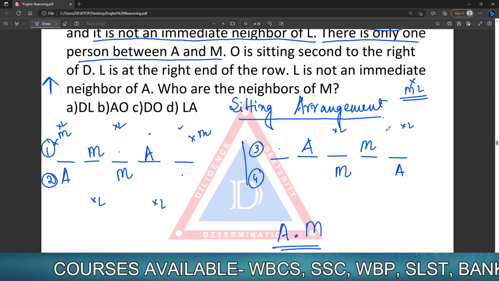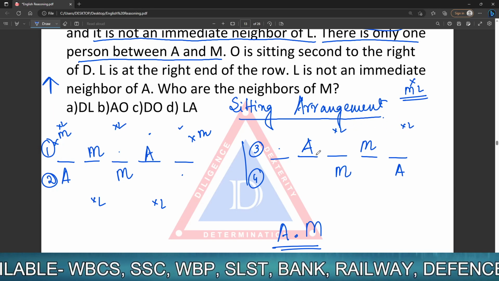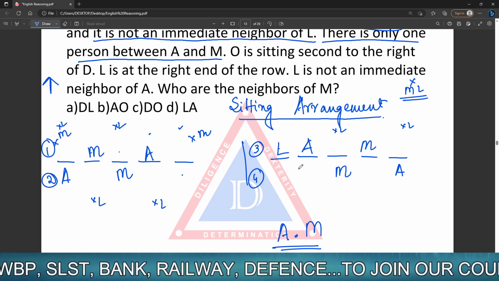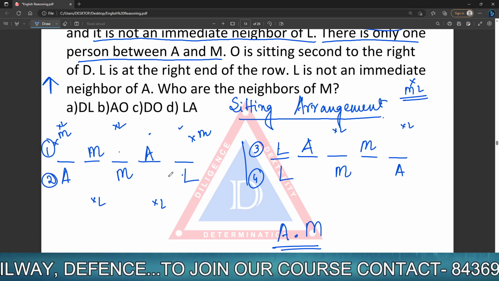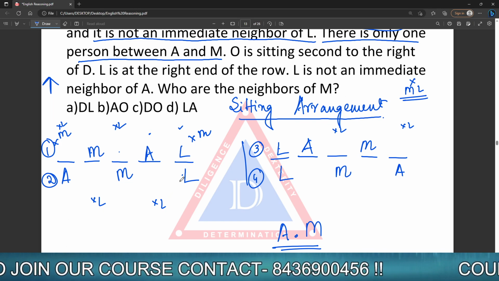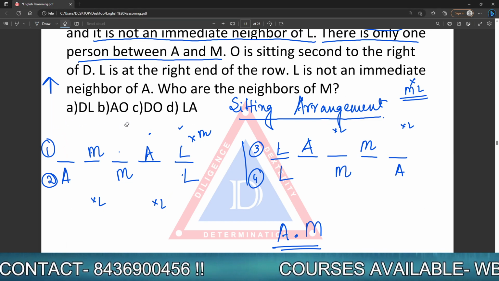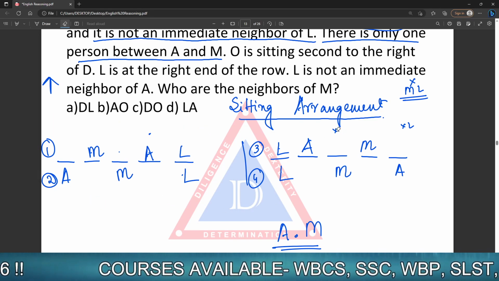It also states in the previous line that M and L are not adjacent to each other. So L cannot be here, L cannot be here, so L should be here. Hope you got it. So I'm removing the extra paths so that you can see how the question is going on.